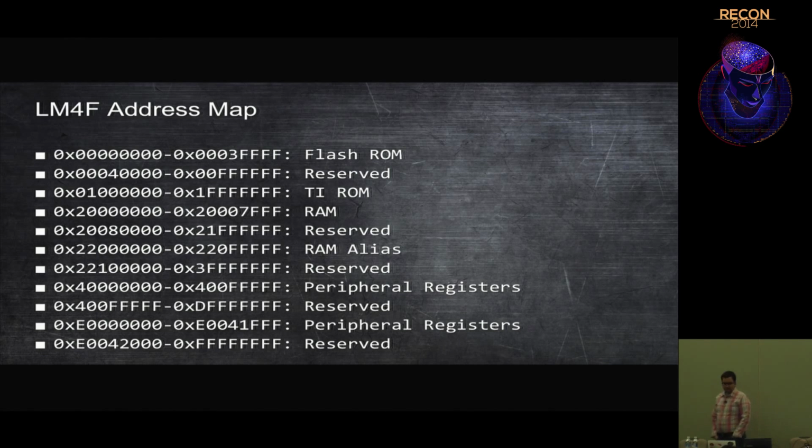At 20 million, you've got your RAM. So that's your 8 kilobytes. And the RAM on this chip is kind of interesting. It's actually aliased through what's called bit banding, I think. And the idea is that you can do atomic operations because you've got RAM mapped across two different locations. And then at 40 million, you've got your peripheral registers.